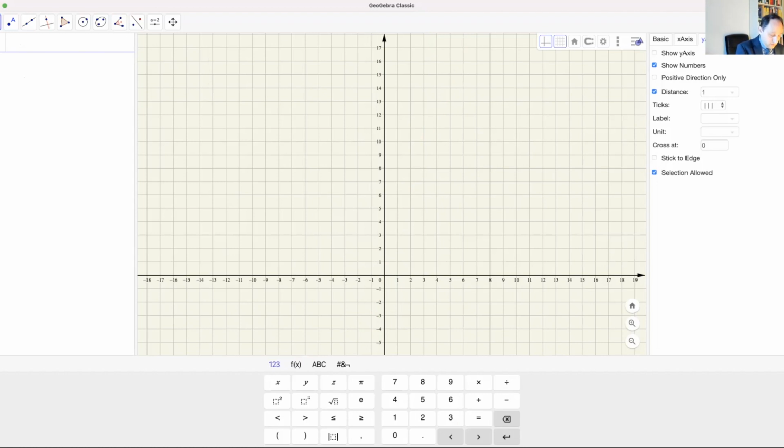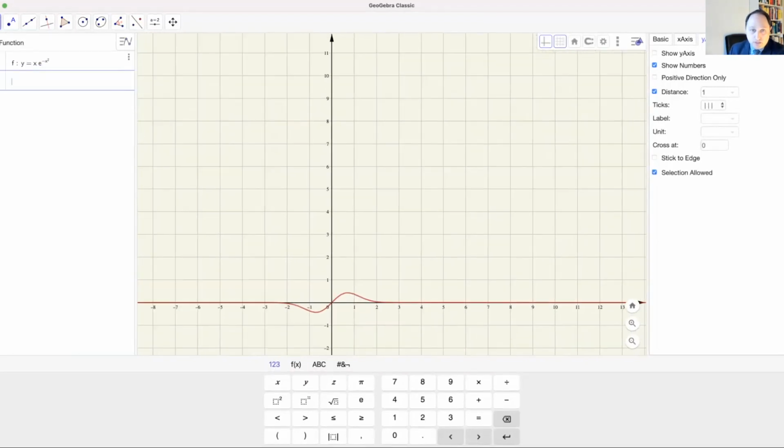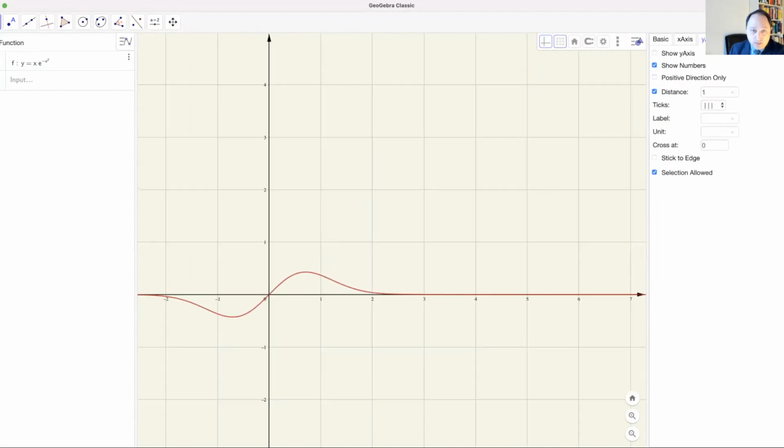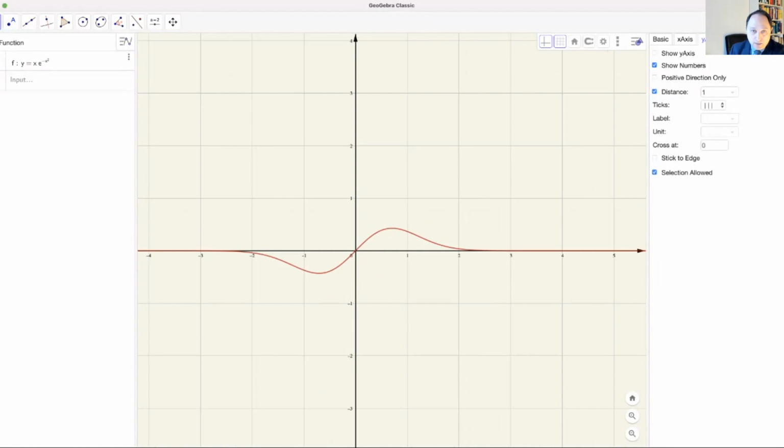So y is equal to x, and then this is the e function, to the power of minus x to the power 2 again, and then this is my function. So this is the function whose graph you see. Let me zoom in a little bit, because this is the interesting part. Here you see that I have 2 points. One of them is the minimum point, and one of them is the maximum point.